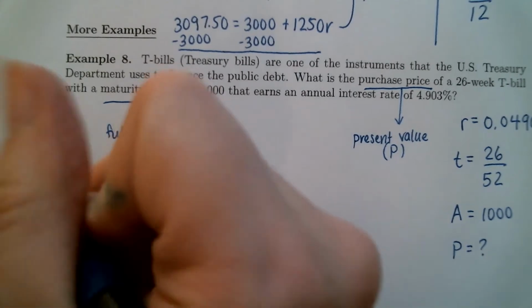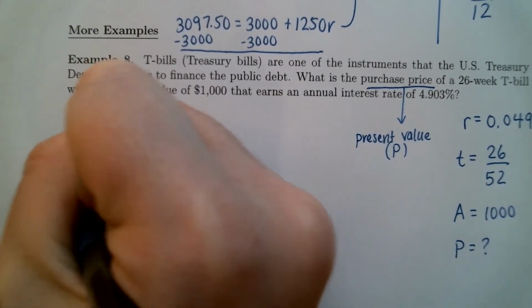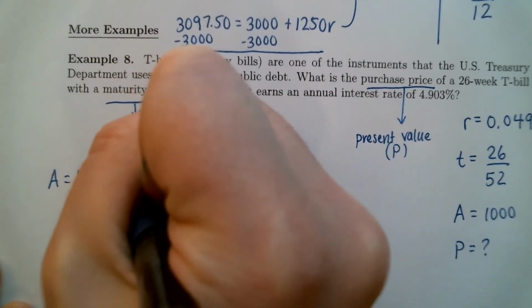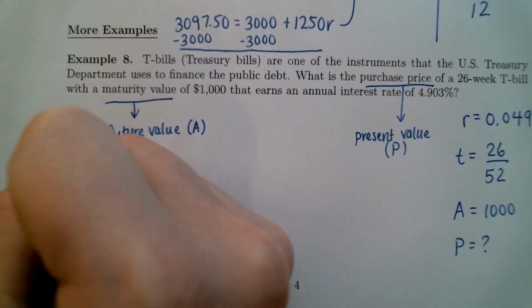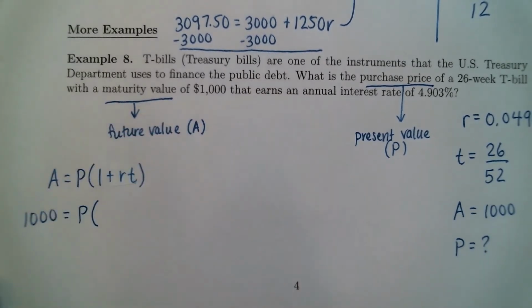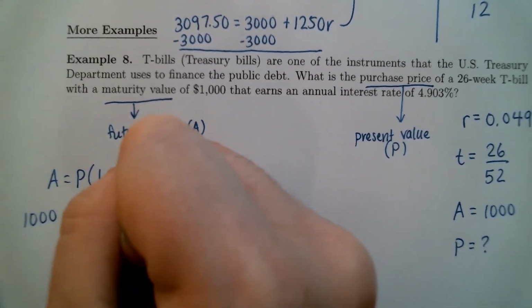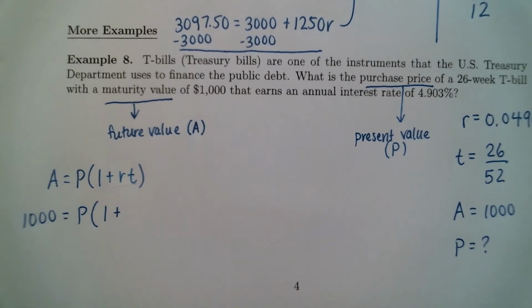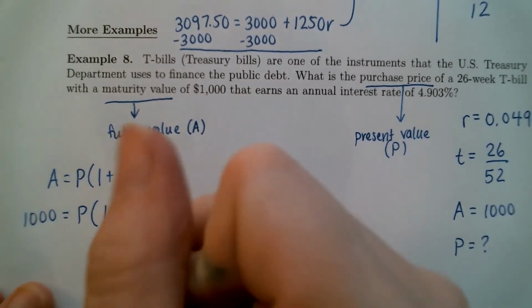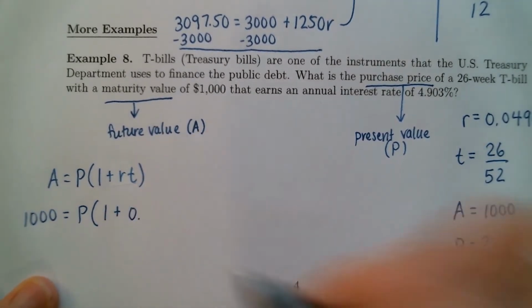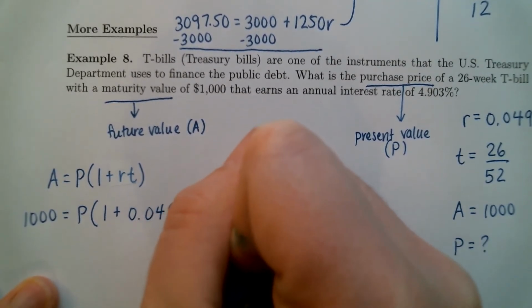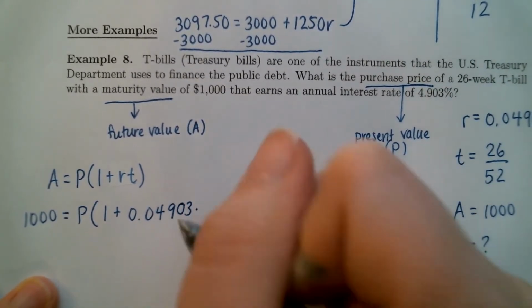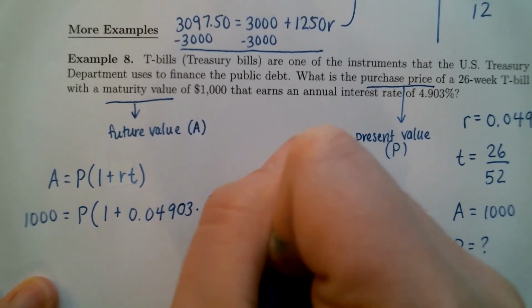Okay, so we're going to have A equals P times (1 plus RT). We should be able to plug everything in. We're looking for P. We know that A is 1,000, and we don't know P. Use your parentheses. We've got 1 plus... You do not want to round R at all. You need to carry all these digits. So 0.04903 times 26 out of 52.